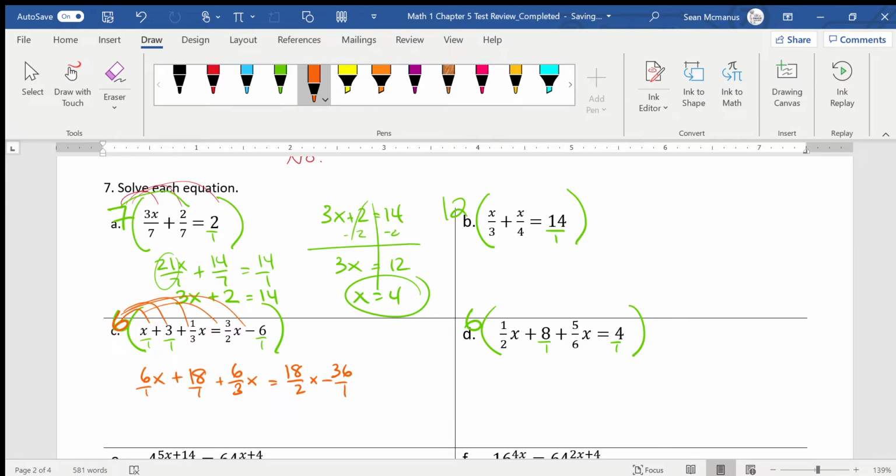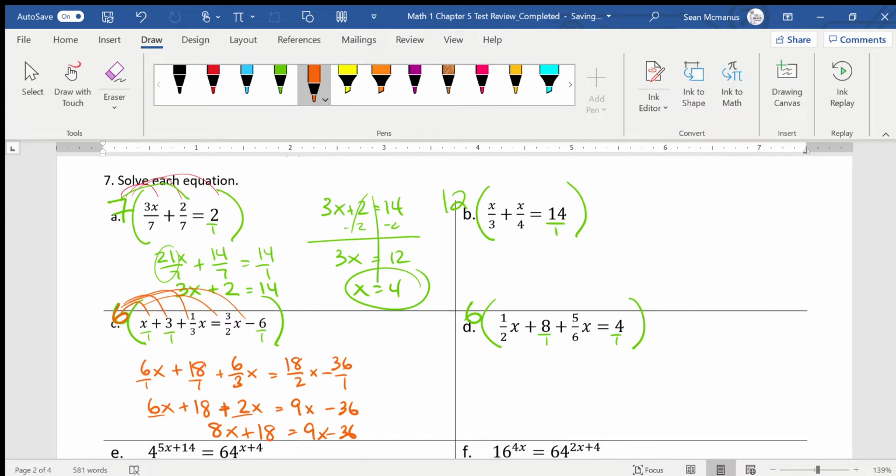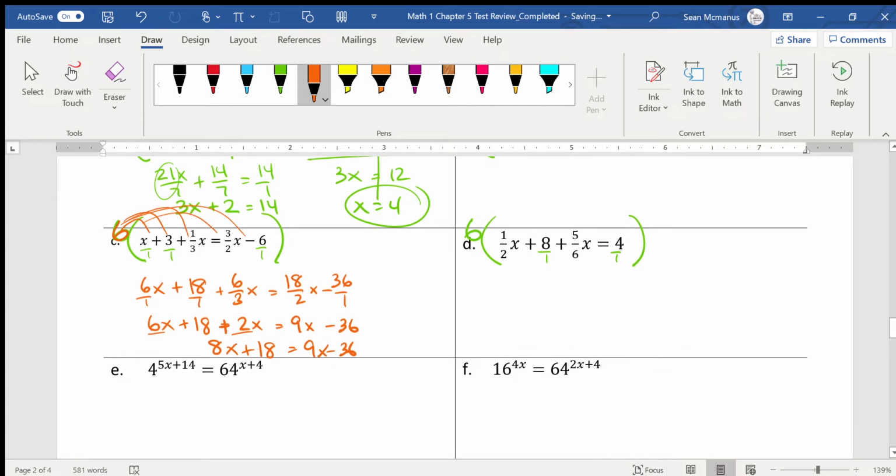So all I did was multiply every term in that equation by 6. And now the fractions should drop out. So 6 divided by 1 is 6x. 18 divided by 1 is 18. 6 divided by 3 is 2. 18 divided by 2 is 9. 36 divided by 1. So now I have an equation with no fractions. All right, so I can combine like terms. And I need to keep going, but for the sake of time, I'm going to leave it there. We should be able to solve that at this point.